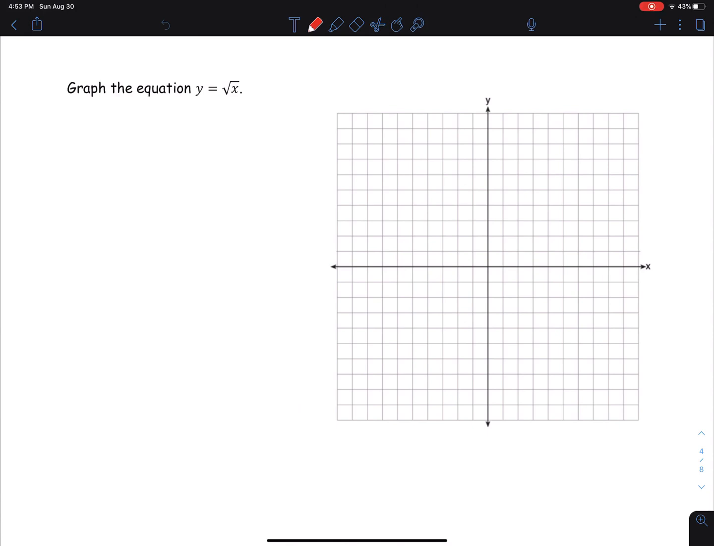Now we are going to graph radical equations. So we want to graph y equals radical x. I want to first graph this using our calculator and then explain why it looks like that so you guys can graph it. So we're going to need a calculator.